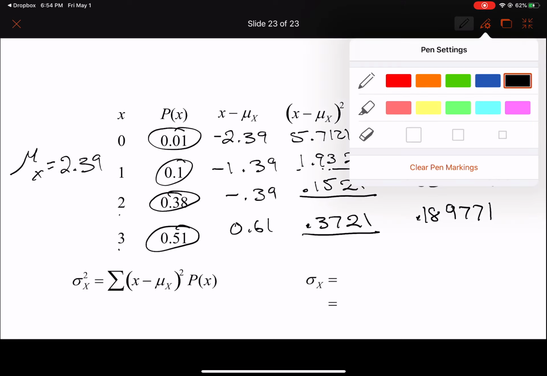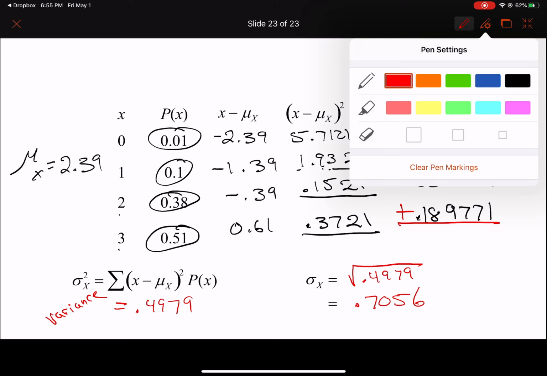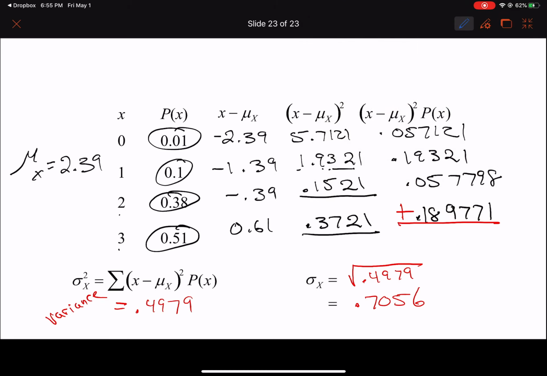Once again, we have to add all of these together. That gives me 0.4979. That's your variance. So now, in order to get the standard deviation, you just take the square root of the variance, which gives me 0.7056. Beautiful. Good job. If you got 0.7056 right now, you should pat yourself on the back.